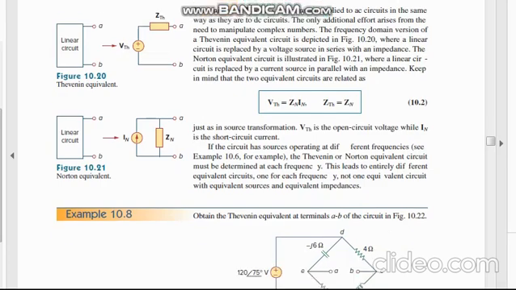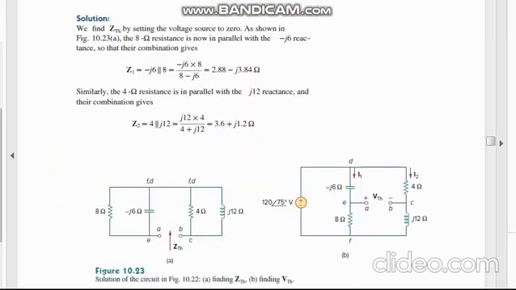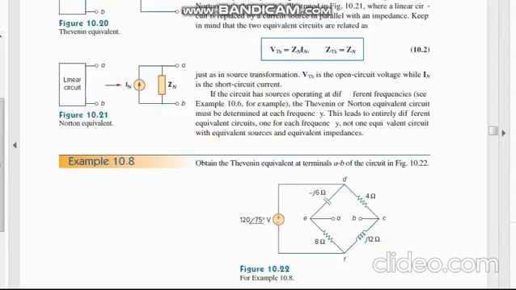Now coming to the example, example 10.8: obtain the Thevenin equivalent at terminals AB. That is pretty hard math for you, but don't be afraid, I will be with you. First of all, the step is to find the Z Thevenin. To find the Z Thevenin, you have to look at the circuit and find the equivalent resistance or reactance from these terminals.